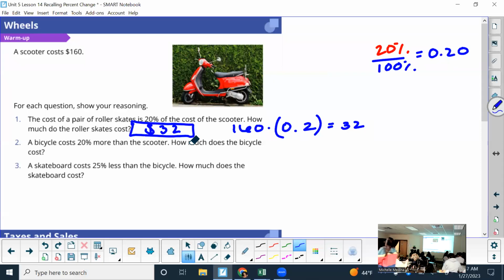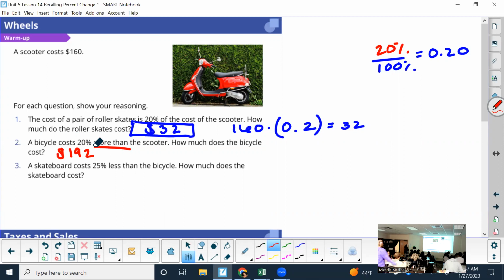Number 2, a bicycle costs 20% more than the scooter. How much does the bicycle cost? All right, Brian. $192. Anyone disagree? All right, so this one has the same percentage involved, but we have a different answer. So a bicycle costs 20% more than the scooter.